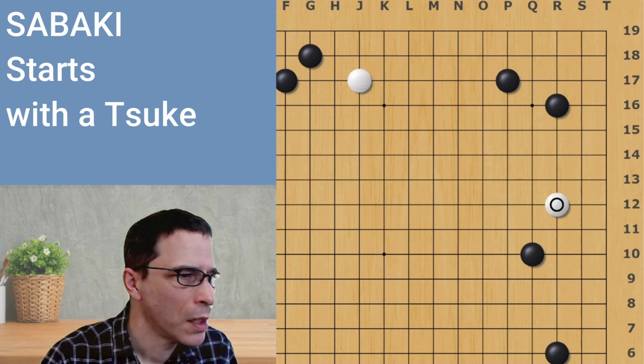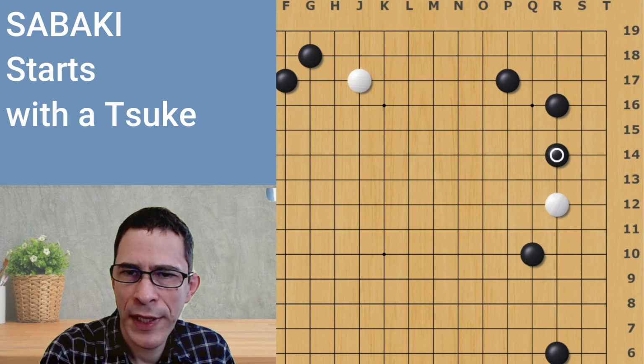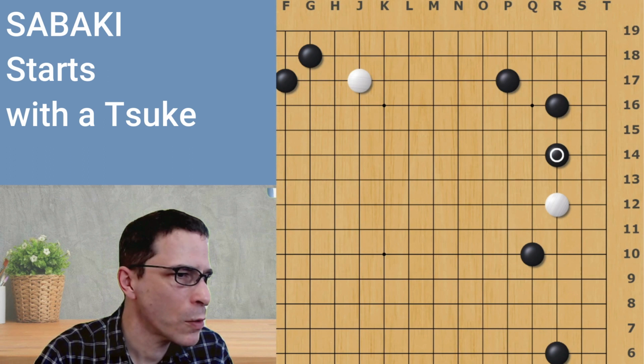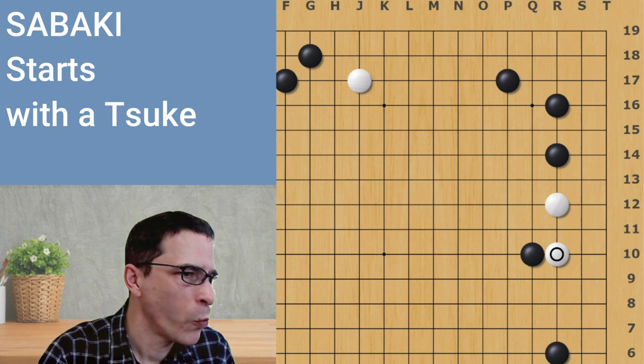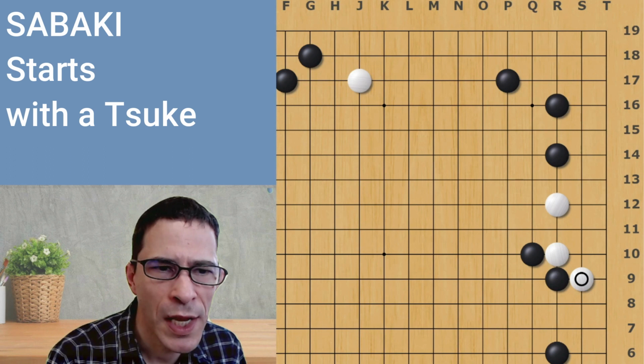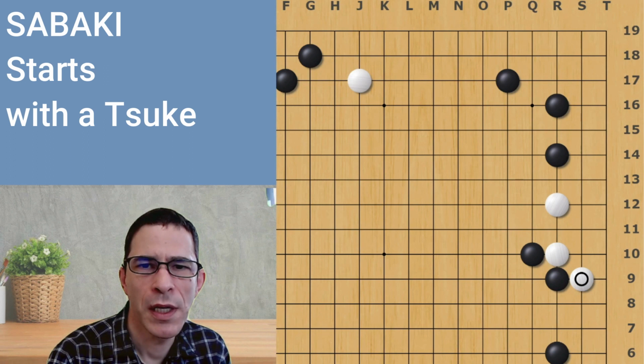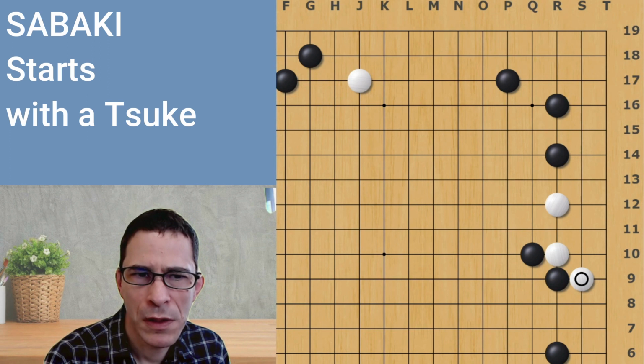This has stopped white from moving in that direction. To make sabaki for this white stone, it is quite common to see white playing an attachment on the third line. And when black covers on the side, a double hane. So this combination of the attachment with a hane is quite a common shape to see, and it's a very effective way to play. So as before, white is thinking of sacrificing the stone on the second line.